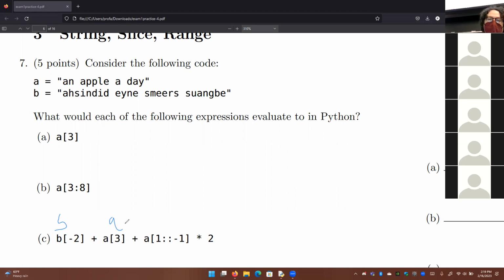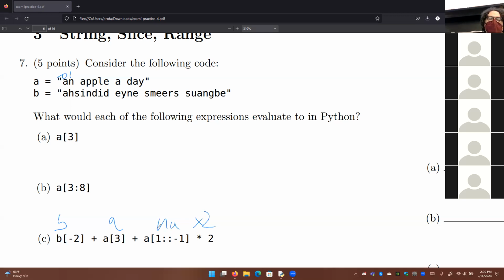So this says from 1 to the end going down by 1. So this would be for A. So from index 1 going down. So this would be 0 and 1 going down. So this is NA, and then do 2 of those, it's saying. So the answer for this is banana.